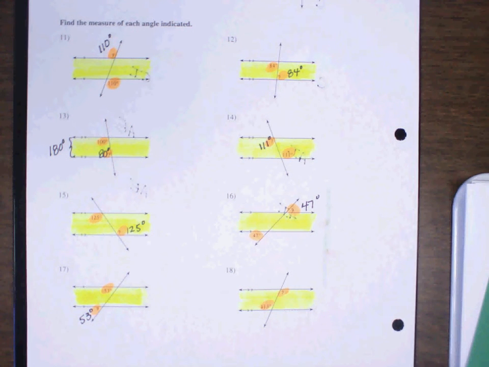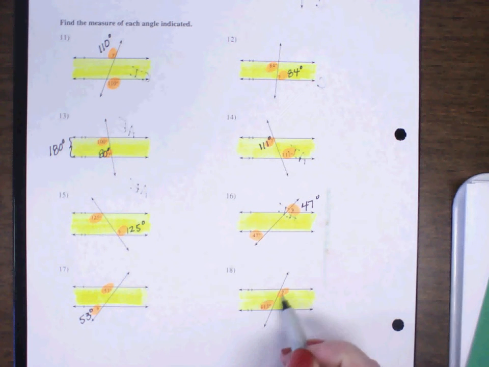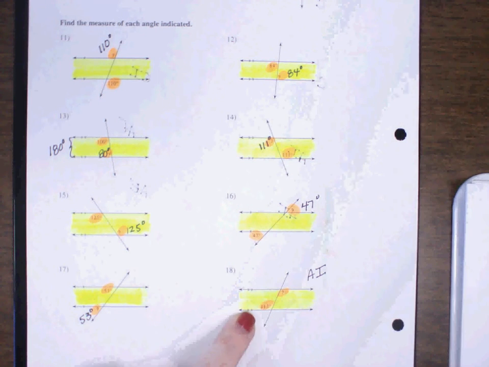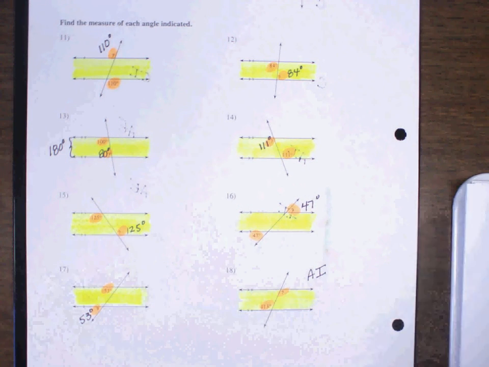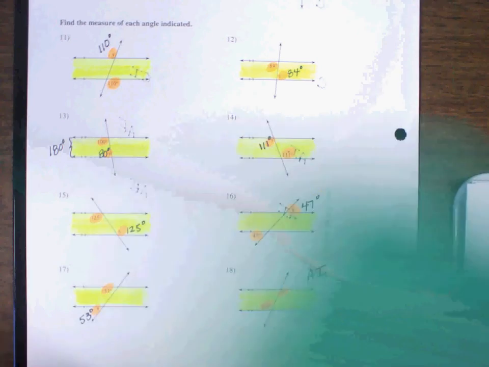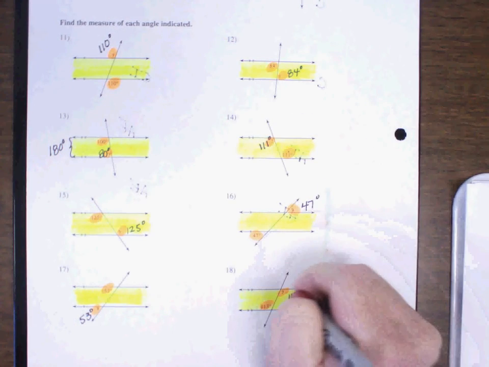All right. So both of them are interior, right? They alternate interior, and they're inside. Both of them are inside, right? Remember, if they're on the highlighted part, they're inside. So those will be what? The same.